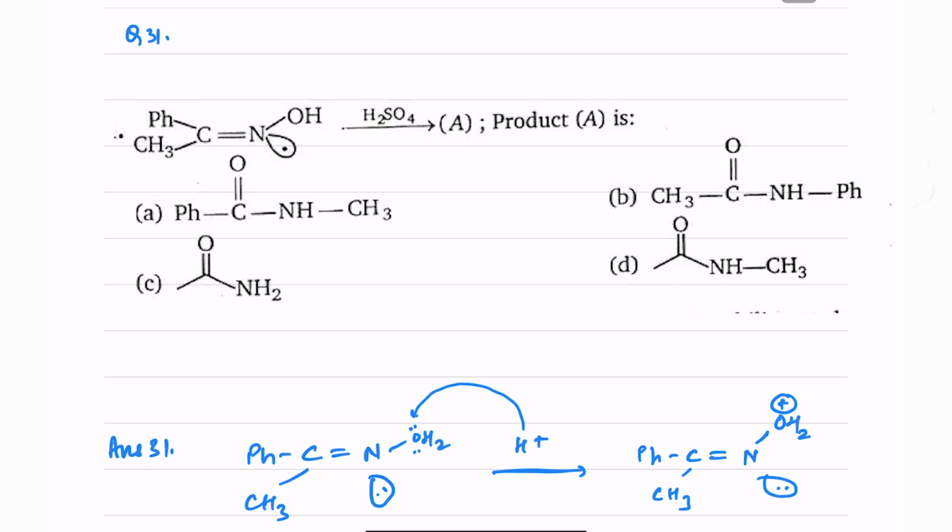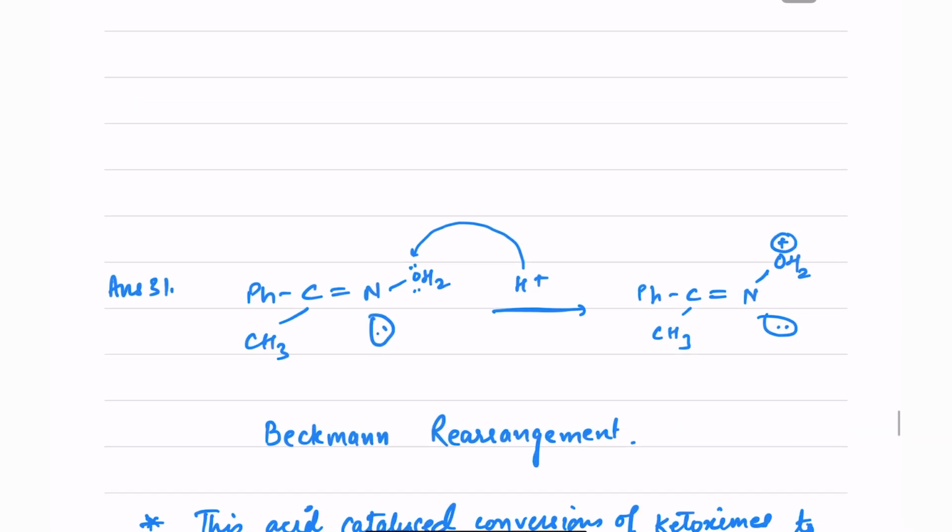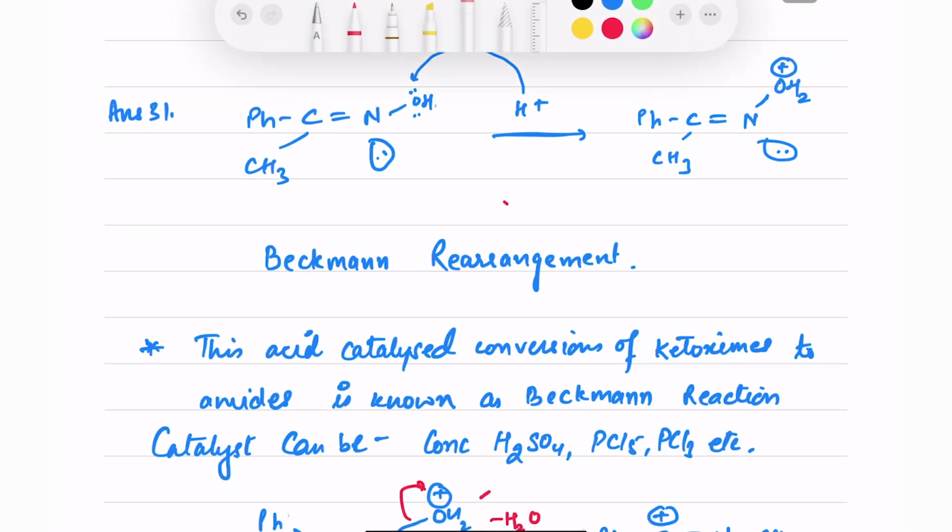In question number 31, the compound given is an aldoxime, and we have been asked to treat it with H2SO4 and say what product will be formed. Now understand the reaction. H2SO4 will supply us H plus, and it will protonate the oxygen, forming OH2 plus.